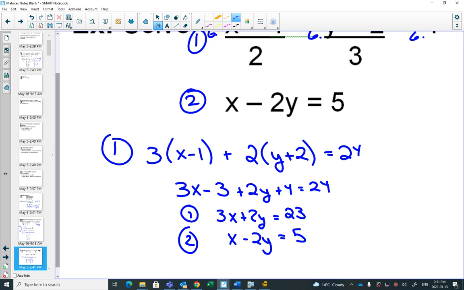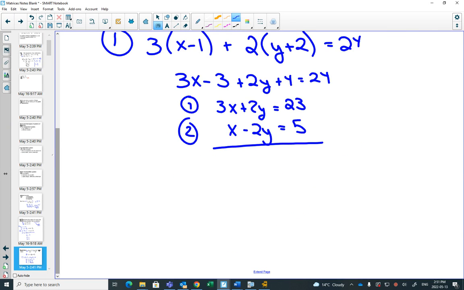Can you see that elimination is going to work out really nicely here? My coefficients in front of y are already the same. If I add these two equations, I get 4x equals 28, and x is equal to 7.